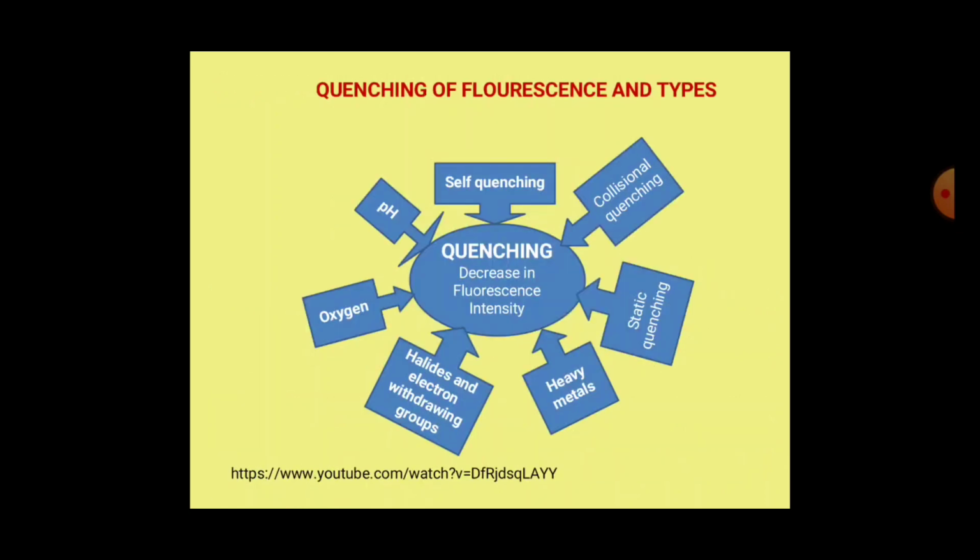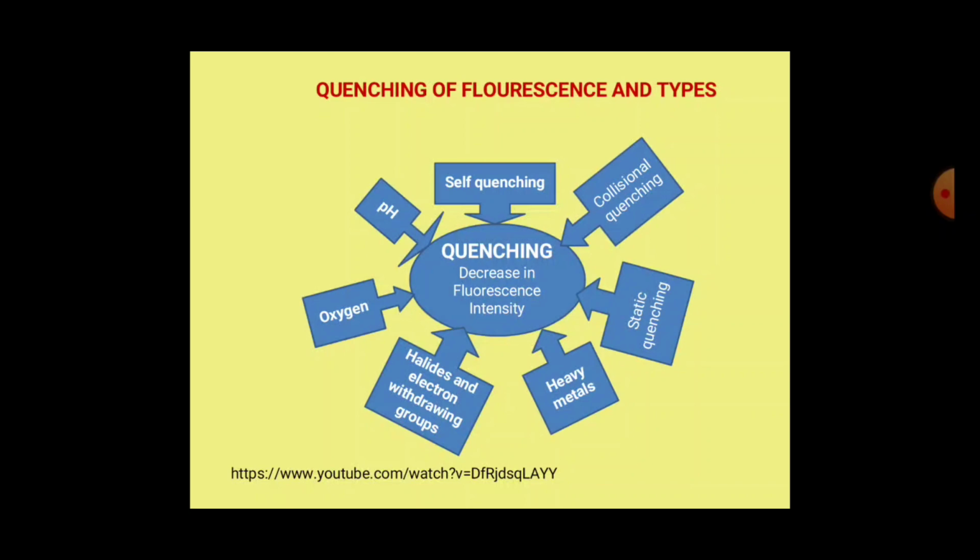Next, coming to the quenching of fluorescence and its types. Quenching means decrease in fluorescence intensity. Why does it happen? Due to specific effects of constituents of the solution itself. These effects may be due to various factors you can observe here, like self-quenching, collisional quenching, static quenching, heavy metals, halides and electron withdrawing groups, oxygen, pH.